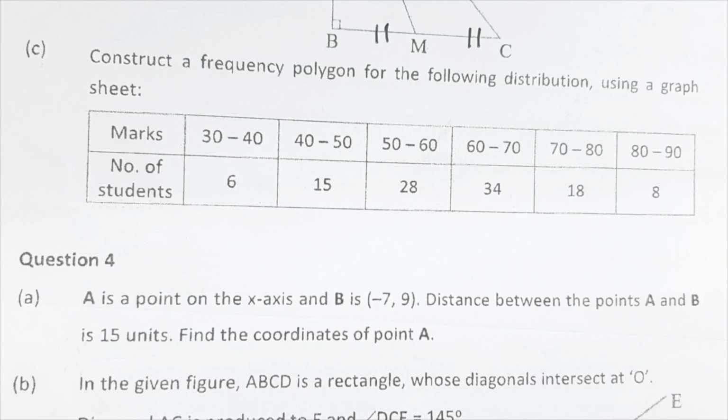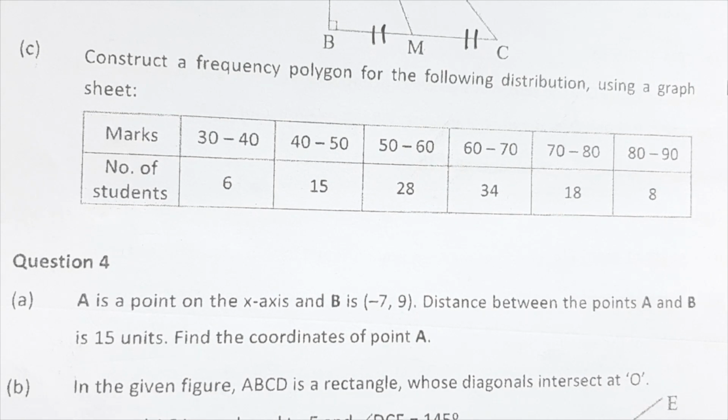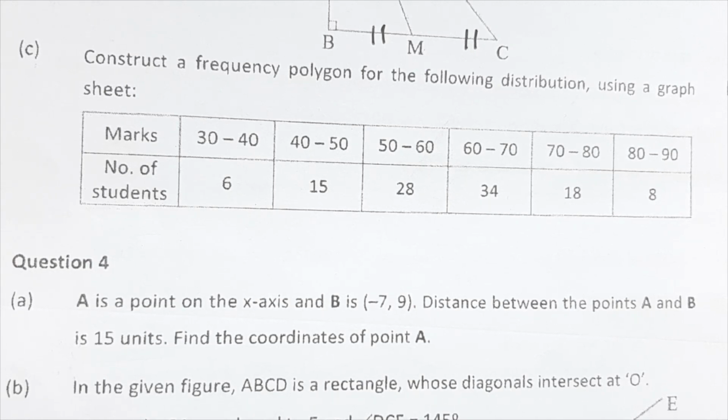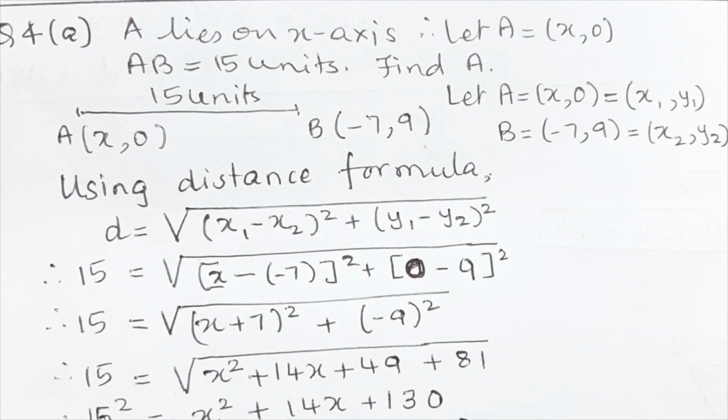All right, let's look at question 4a. A is a point on the x-axis and B is minus 7, 9. Distance between the points A and B is 15 units. Find the coordinates of point A. Now out here, you'll have to first draw the diagram. So let's just do that. Let's see the statements also.